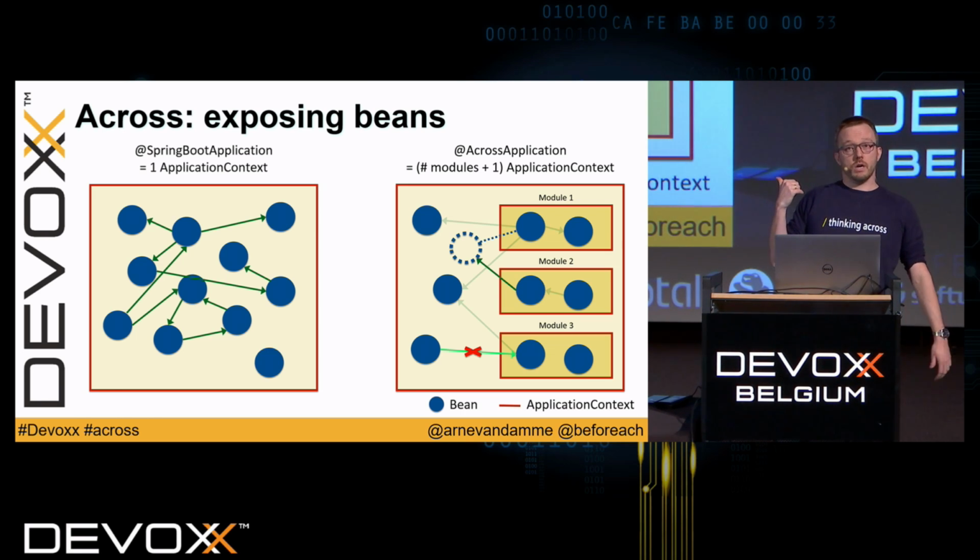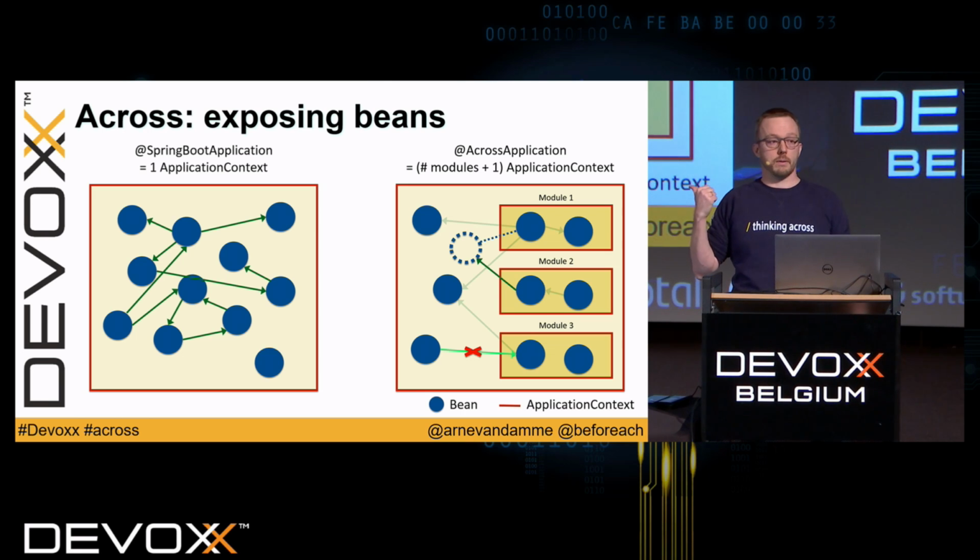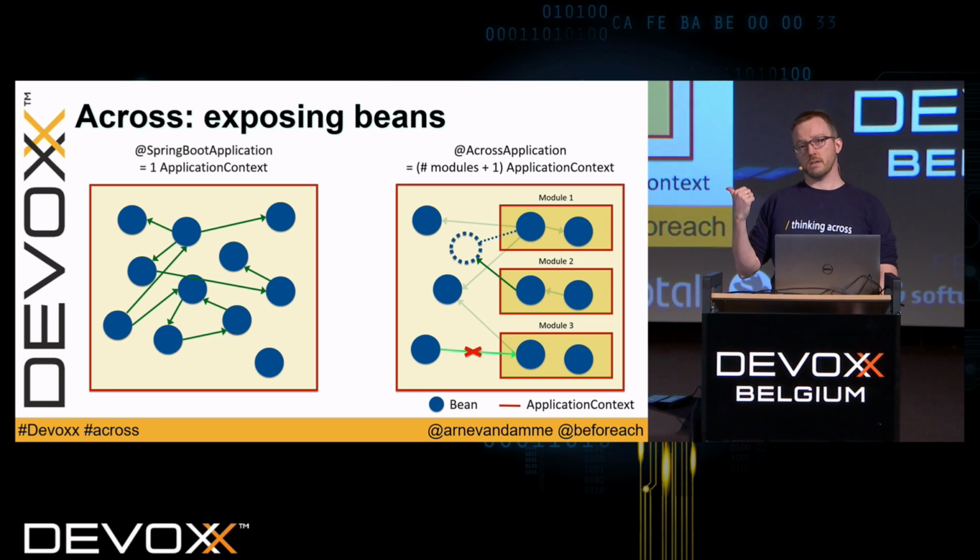At the bottom, we still cannot wire beans from the parent application context into a module. Don't do that. Sometimes it might work, but don't do that. This is also the reason why in the current version we cannot just use Spring Boot auto-configuration. Because what Spring Boot auto-configuration does by default is it puts all its beans in the parent application context. And that would mean that they might interfere or cannot access the beans from the modules. Okay? I'll show you ways to go around that a little bit.